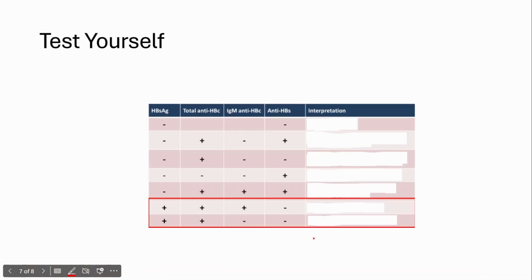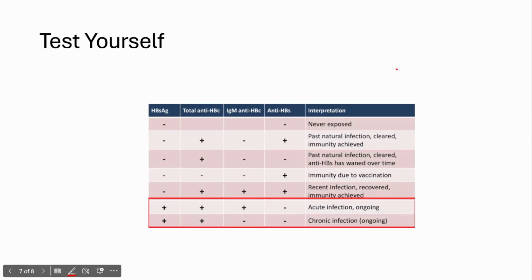So I have created this chart over here and I have hidden the answers. Test yourself and see if you can get them right. Pause the video and try to guess them. Okay, now let's see what you have got. Both hepatitis B surface antigen and the anti-hepatitis B surface antibodies are absent, and IgG levels are not present either. So you can say the person has never been exposed.